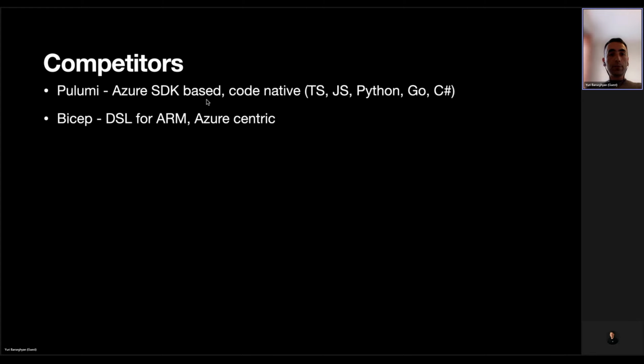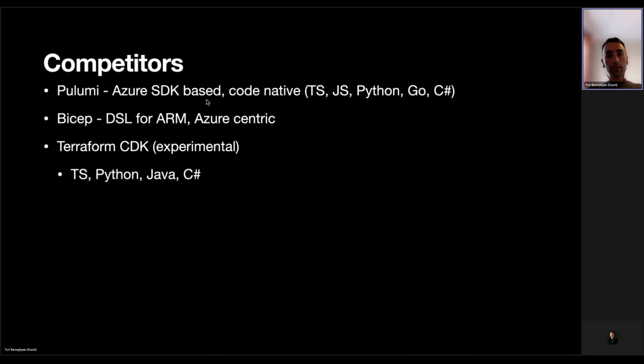Then there is Bicep, which is the DSL over ARM itself, and at the moment it is Azure-centric, to cover Azure resources. That's the main purpose of it, I guess.